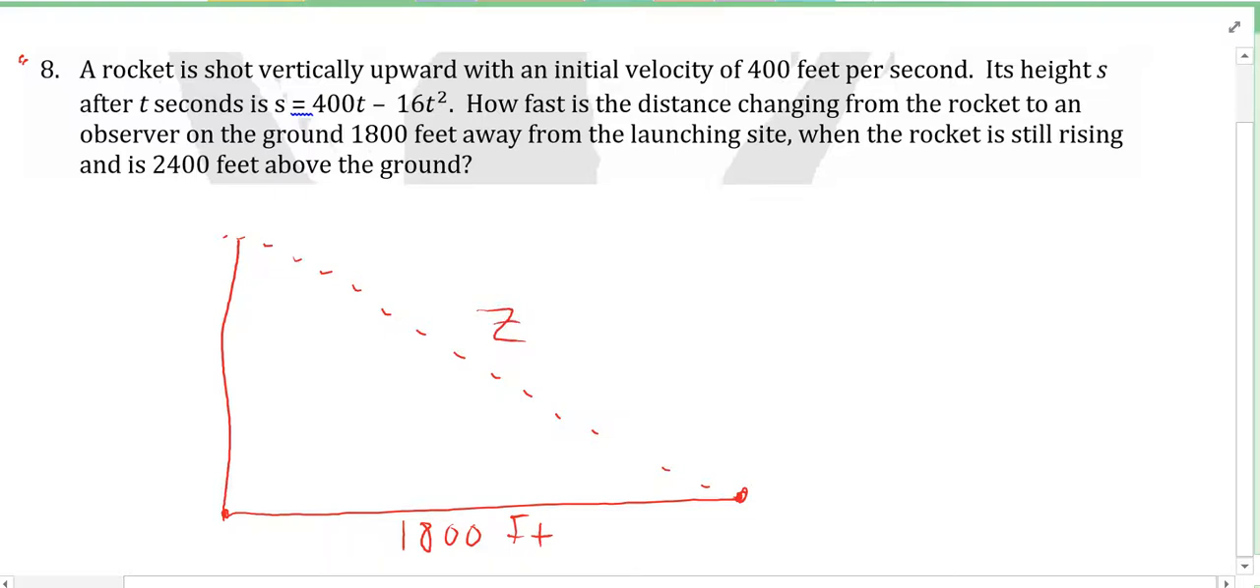write right there. This is a right angle. And the height of the rocket. What should we call the height of the rocket? It says height is S. Very good, Solani. So we should call it S, because he gave us an equation for it.